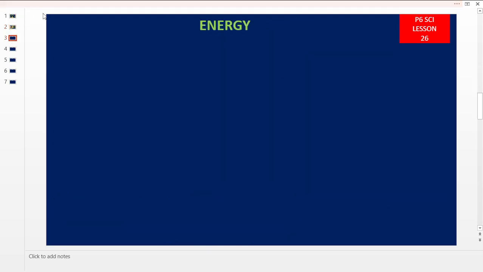Okay, 26, this lesson 26 is now telling us to discuss energy. We are now going to discuss energy, and this is a primary 5 topic. Now, this energy, what does this word energy mean? So energy, in simple terms, means the ability to do work. If you are able to do anything, that thing which is making you able to do that thing is what we call energy. So energy is the ability to do work.